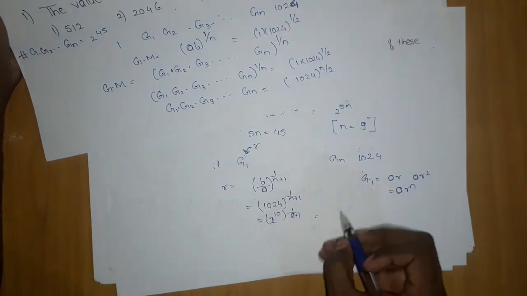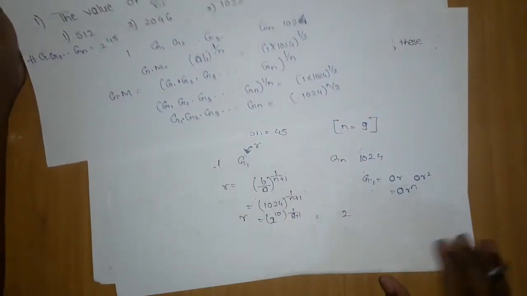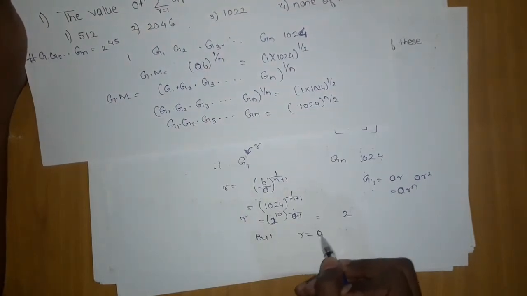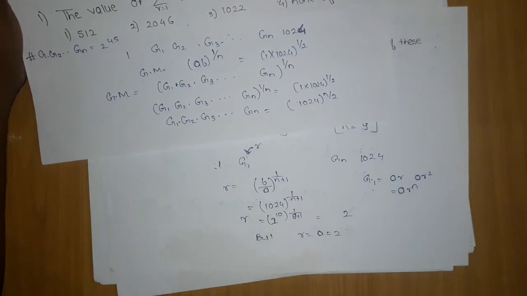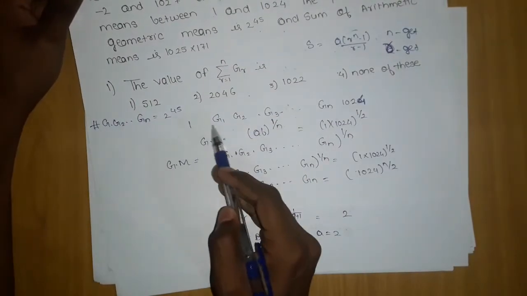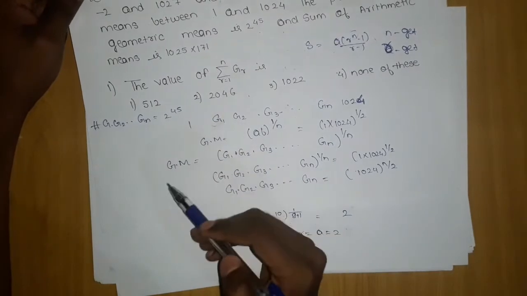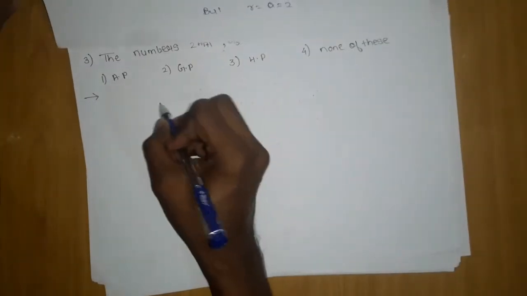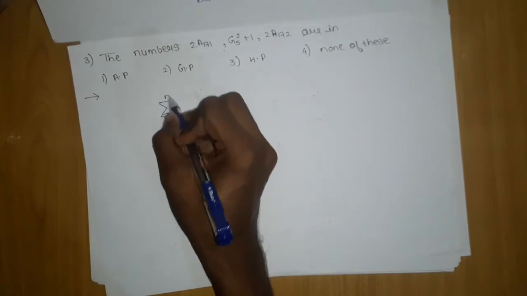This is nothing but 10 will cancel out, giving me 2. So r is equal to 2, and a is also equal to 2. That was how we got that a, because this one is 1. If I multiply by r, I can get my G1. I want the sum of the G's. If you cannot get that, then I will explain.